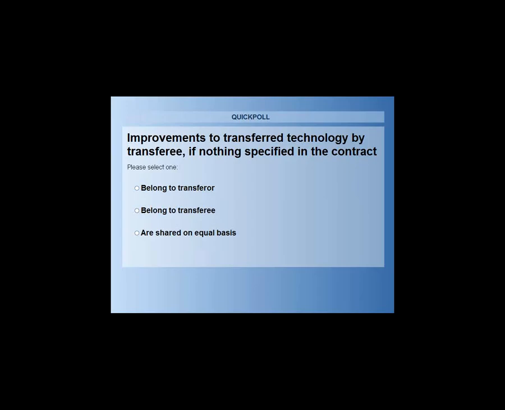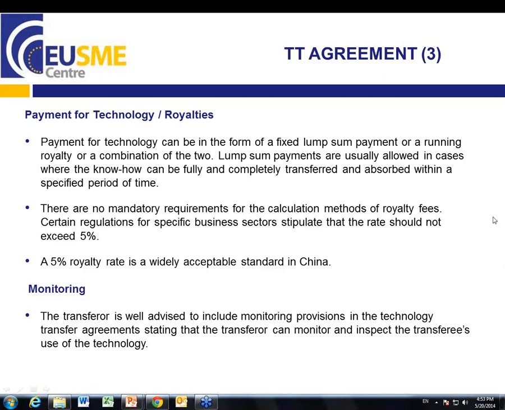Very, very quickly, I launch our second poll, and our question is about the improvements, about which we will talk very shortly on the next slide. The question is, to whom do the improvements belong? Do they belong to the transferor or to the transferee, or are they shared on an equal basis? And the condition is that in the contract there is nothing said about the ownership of the improvements. So it will be very short. I'm closing now, and I will share the results with you.